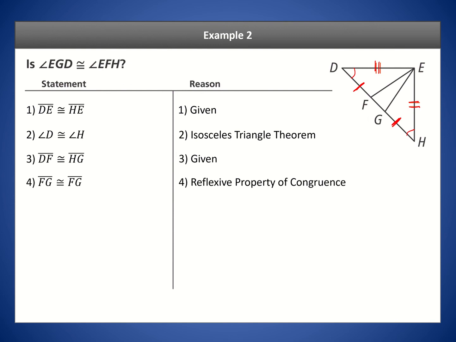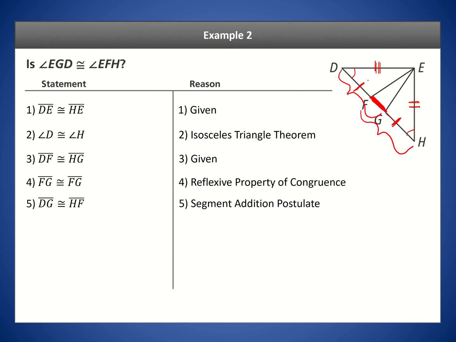And so with those pieces of information, we're going to come up with another statement. We know that FG is congruent to itself, and that's because of the reflexive property of congruence. And the reason why we do that is because now we want to show that DG is congruent to HF. So if I were to take these two line segments, DF and FG, that's going to be the same as taking the line segments HG plus GF. And those two line segments are identical. This is called the segment addition postulate.